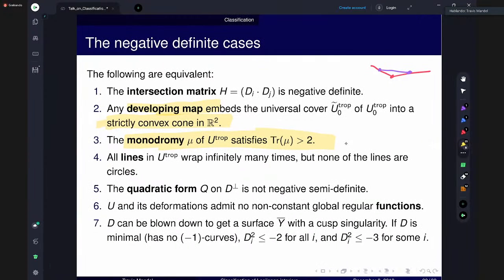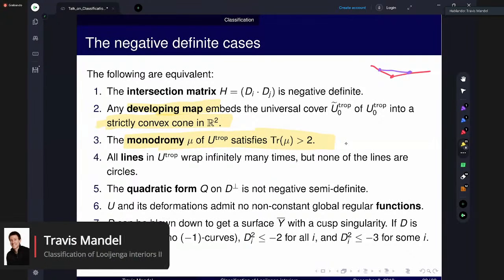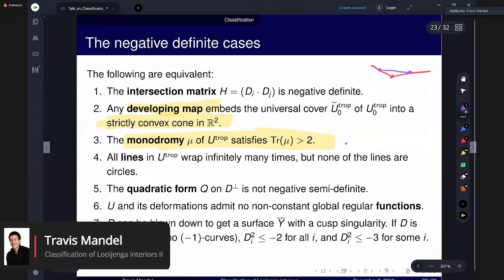Every line in U trop is going to wrap infinitely many times, and none of these lines will be circles. As I mentioned, any line you draw will have to hit at least one of these boundary rays for the image of this developing map. So in U trop, that means that the line has to be spiraling into the origin.